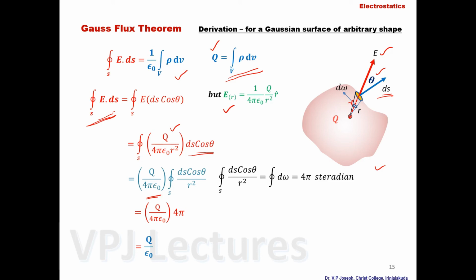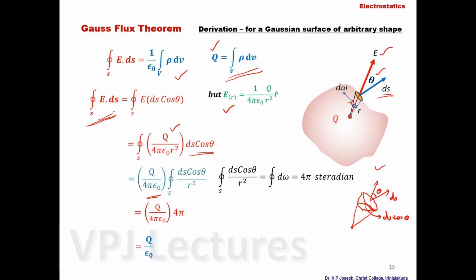ds makes an angle like this. Say this is ds, and this is the source location. We can see that this is the normal direction. We can draw an area here. This area is ds cos theta. This is theta. So this is ds cos theta, the component of ds in the direction.